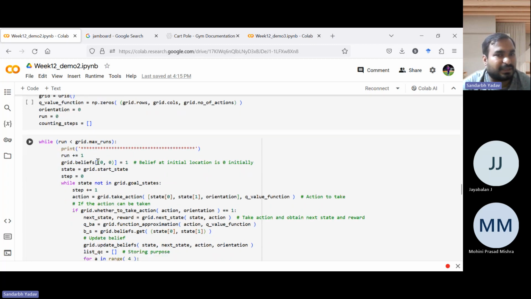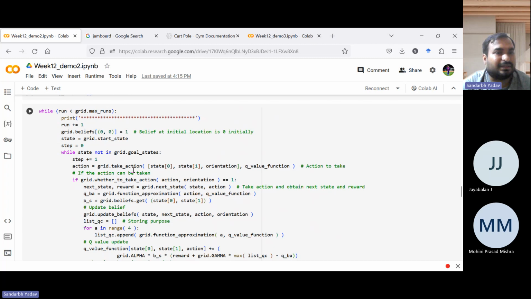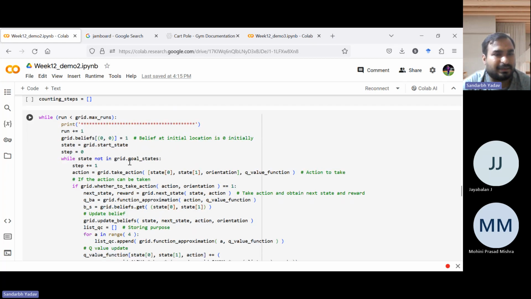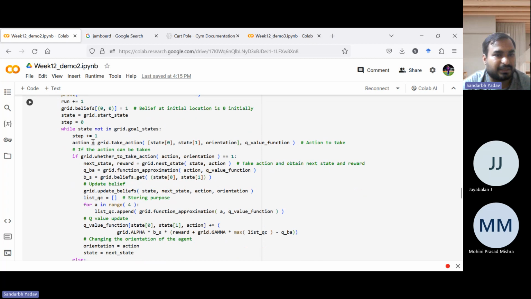So that is captured here, and this is the running loop for everything. Here we are starting the initial belief at 0, 0, since we are sure that this is always the start state. Remember, we defined the start state as 0, 0 and the end state as 1424. That is captured here. And until you have reached the goal state, you keep taking actions here.